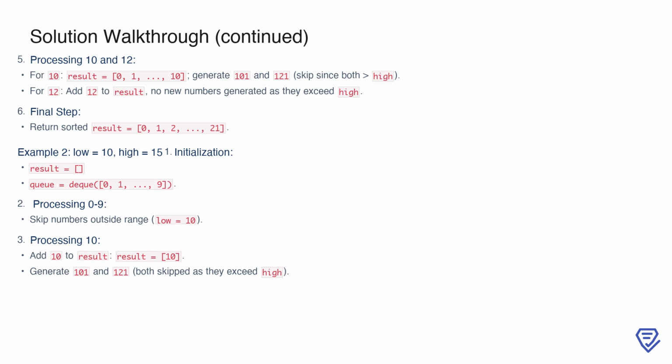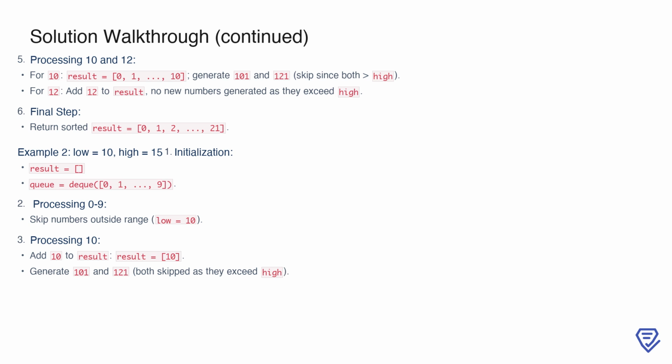Now, we process the numbers 10 and 12 from the queue. For 10, we add it to result and attempt to generate its stepping numbers, which would be 101 and 121. However, both of these exceed the upper limit of 21, so we skip adding them to the queue. Next, we process 12, adding it to result as it falls within the range, but no new numbers are generated since they would also exceed the range. Finally, we sort the result list and return it, giving us the stepping numbers 0, 1, 2, 21.